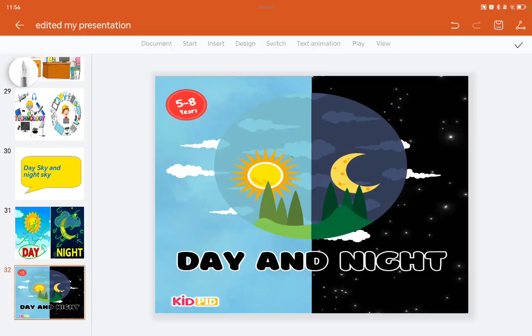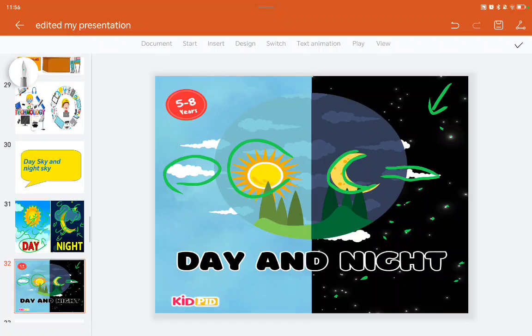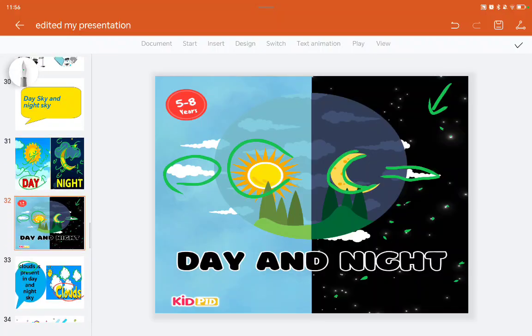Okay, so here we can see what in day sky? We can see the sun and the clouds. And here in night sky we can see what? We can see the moon, stars, which are very small like dots or points, and what else? And the clouds. So we have something which is present in day sky and night sky.